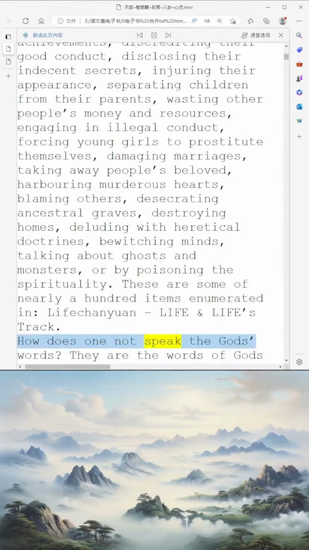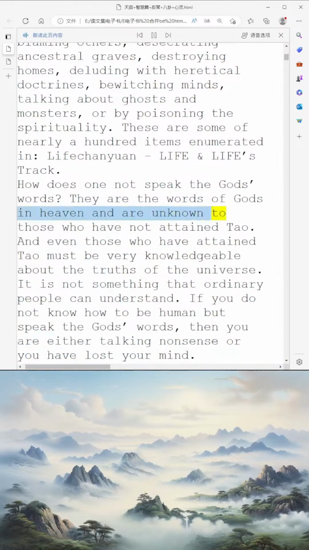How does one not speak the God's words? They are the words of gods in heaven and are unknown to those who have not attained Tao. And even those who have attained Tao must be very knowledgeable about the truths of the universe. It is not something that ordinary people can understand. If you do not know how to be human but speak the God's words, then you are either talking nonsense or you have lost your mind.